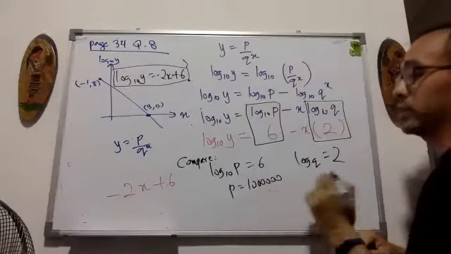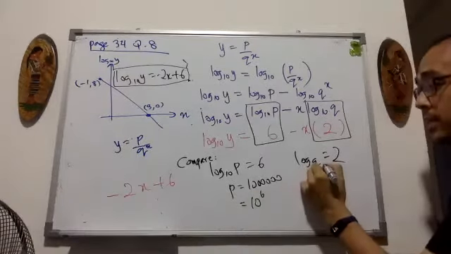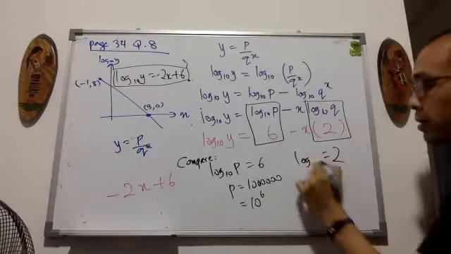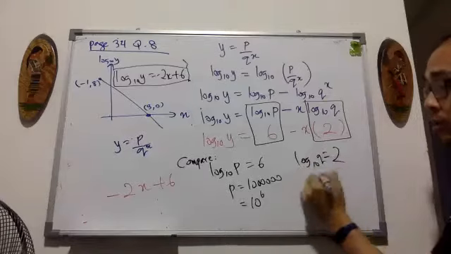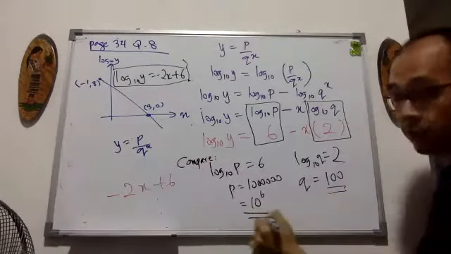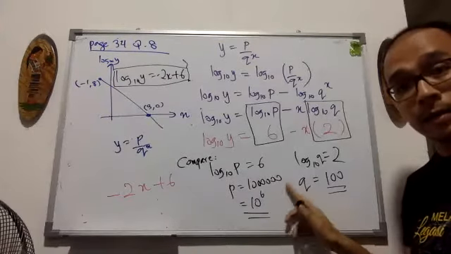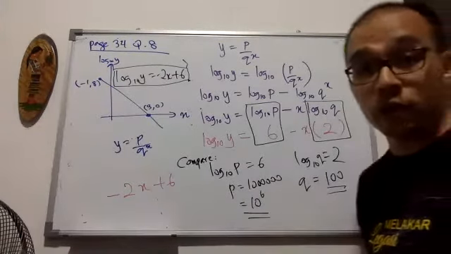Okay, 1, 2, 3, 4, 5, 6. 1 million, or 10 to the power of 6. In this case, log 10q, this will give you q equals 100. And that's our final answer. 10 to the power of 6 and 1 million is the same number. It's just a different way of writing only.